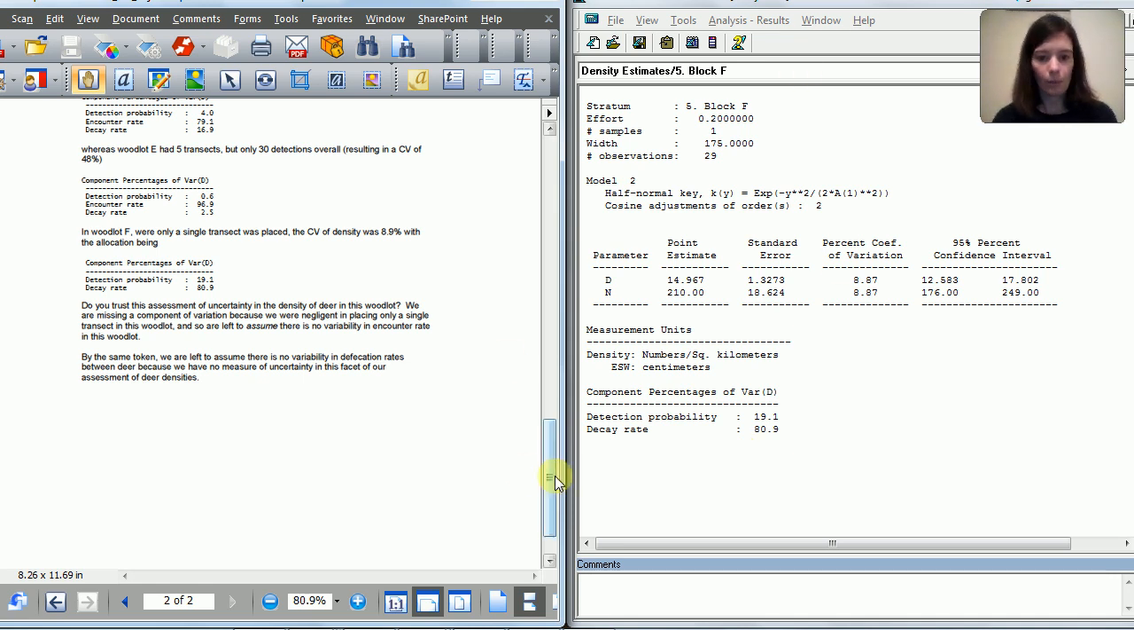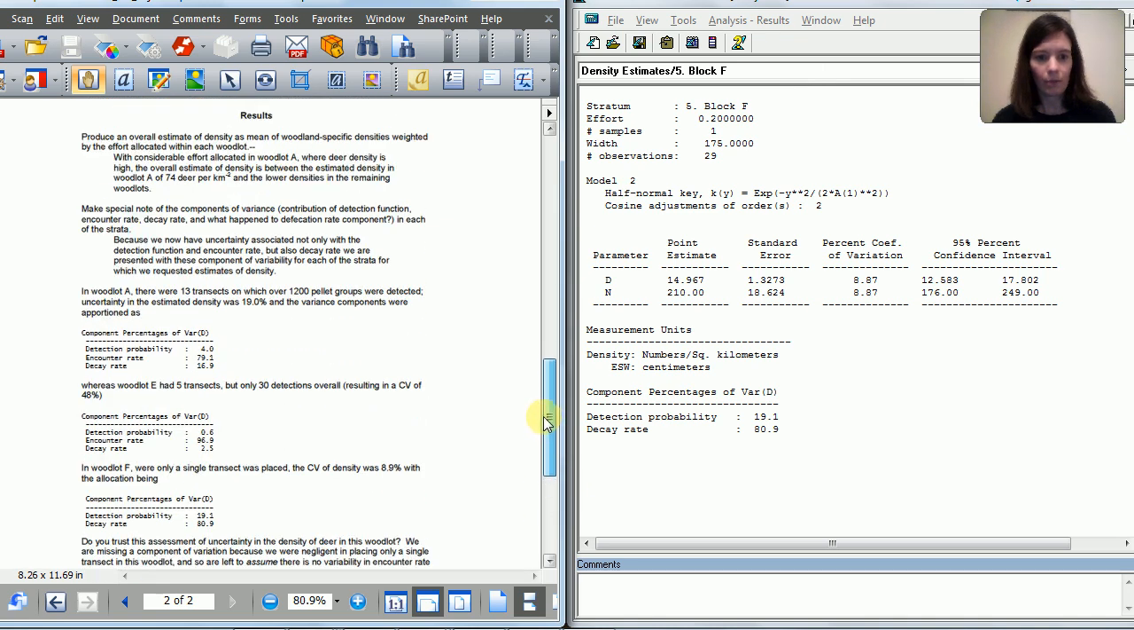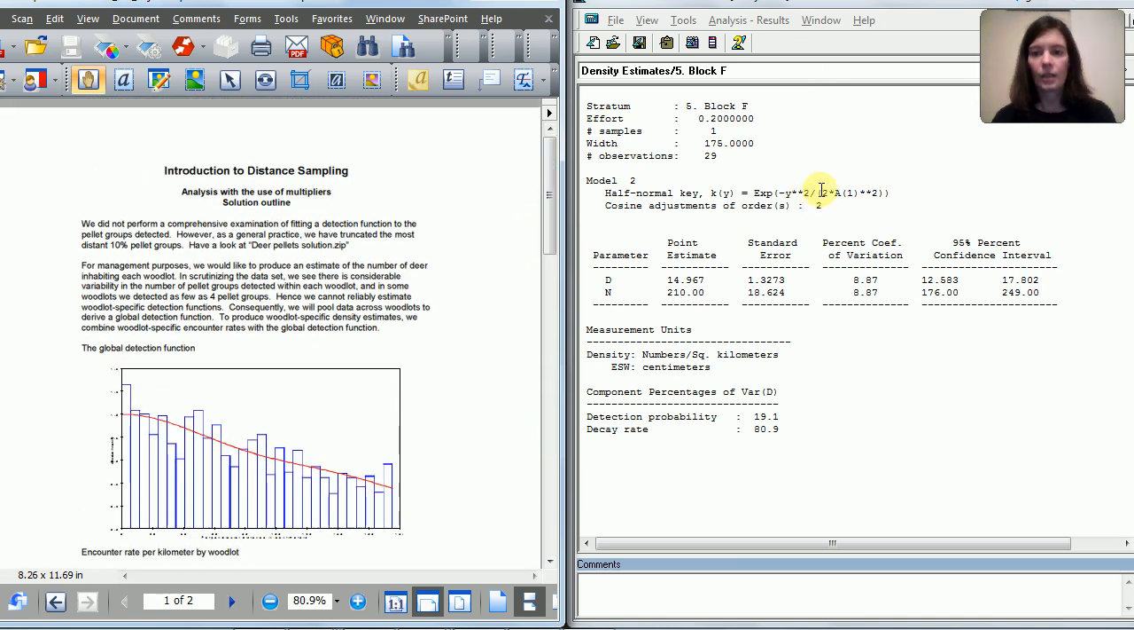So that works us through the main results, and I think that's all there is to say about this particular exercise.